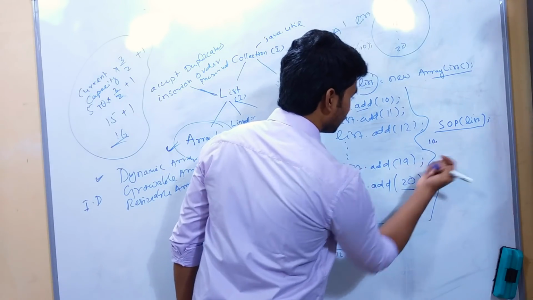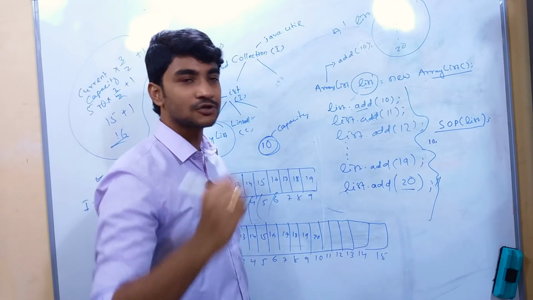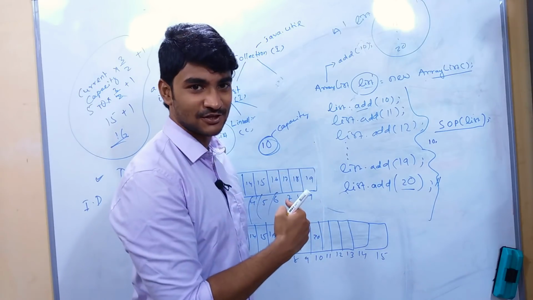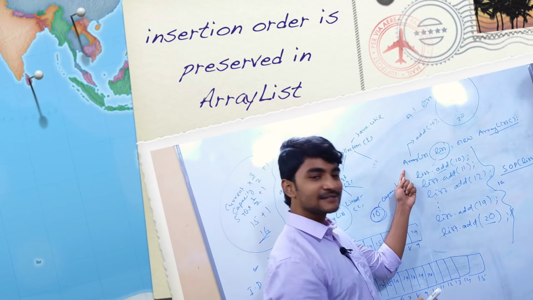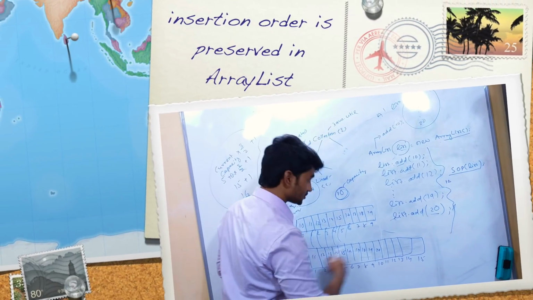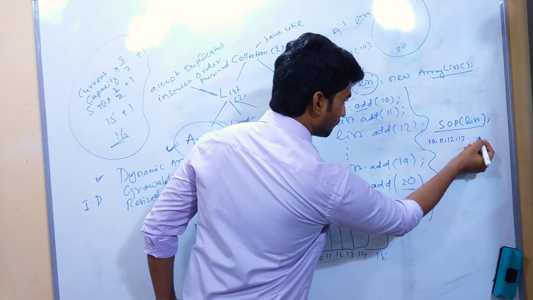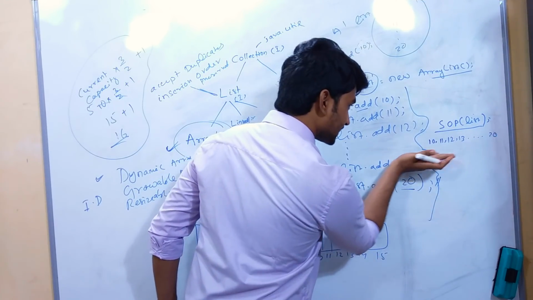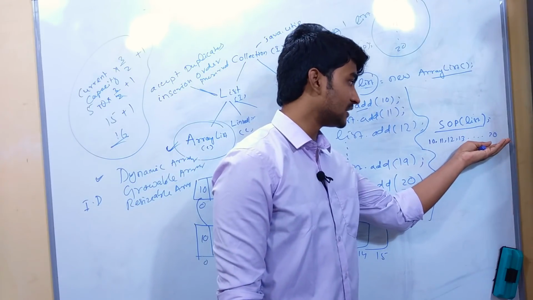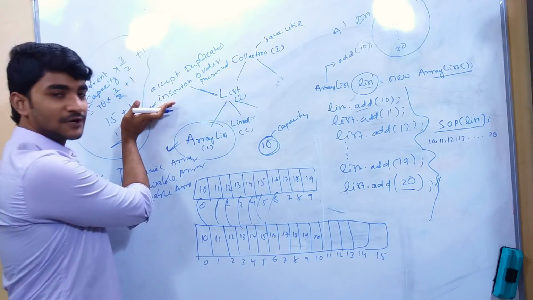Let's say 10 we have inserted first, so 10 will come first. Definitely it's going to come first. You have to trust list. That's going to be your best friend whenever it comes to insertion order, because in the list insertion order is preserved. Okay, so 10 we have inserted first, so 10 will come first. Then 11, then 12, then 13 up to 20 will come in the same order. The way you have inserted, the same way it is going to display. So what we call it, insertion order is preserved.